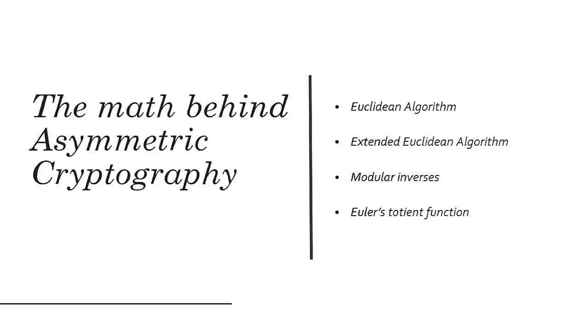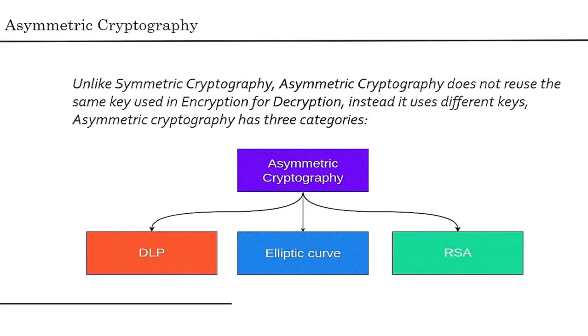Asymmetric cryptography is heavily used by the most secure systems, such as distributed ledger technologies like the blockchain. So by understanding the math that led to the creation of asymmetric cryptography, you will have a good foundation that will later make it easier to understand complex terms and notions. Unlike symmetric cryptography, asymmetric cryptography does not reuse the same key used in encryption for decryption. Instead, it uses different keys.